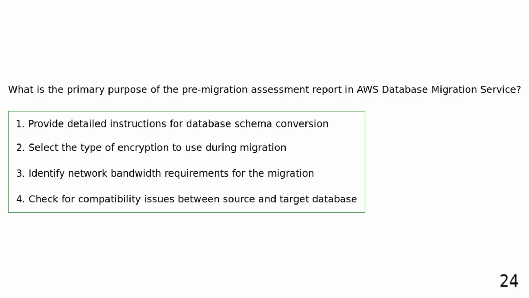What is the primary purpose of the pre-migration assessment report in AWS Database Migration Service? Provide detailed instructions for database schema conversion. Select the type of encryption to use during migration. Identify network bandwidth requirements for the migration. Check for compatibility issues between source and target database.